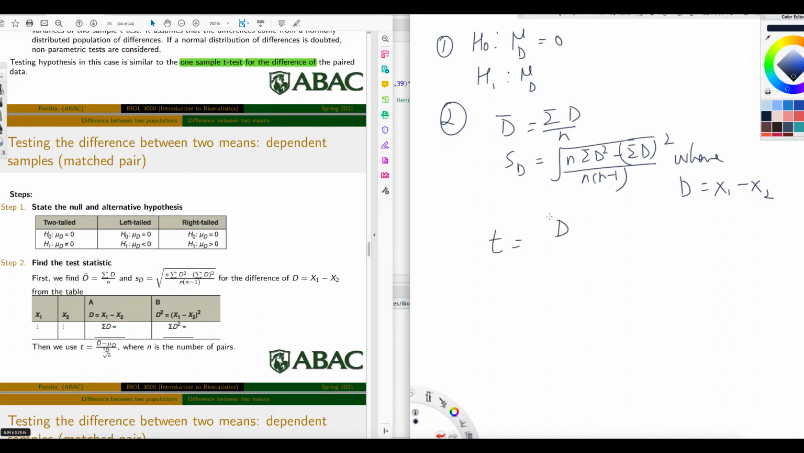It will be d bar minus mu d, the mean of the difference, divided by s_d over root n. This is the formula you will be using for the test value.